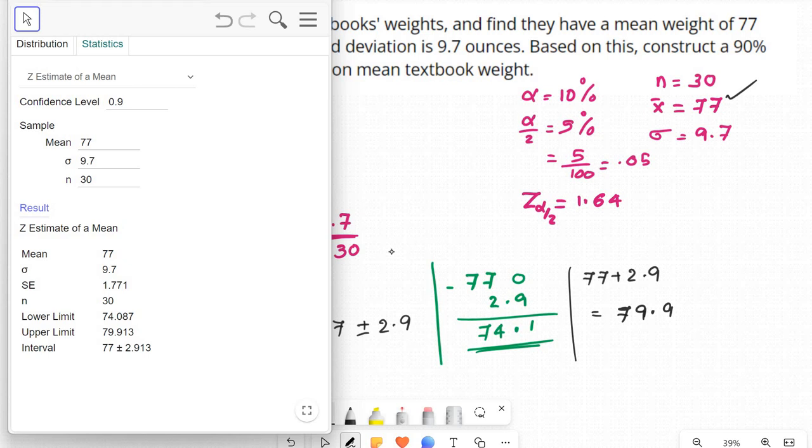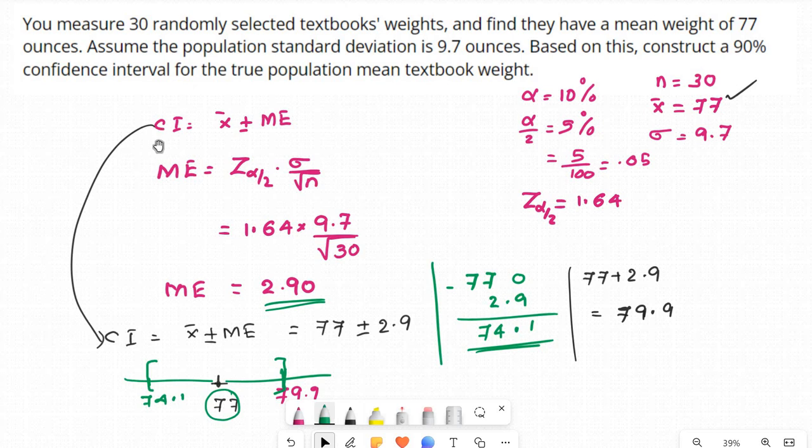So that is the confidence interval calculator with the help of GeoGebra. But if we use the formula, this is the standard formula for the confidence interval: X bar plus or minus the margin of error, and margin of error is given by Z alpha by 2 into sigma over root n, and we know how to find Z alpha by 2. So using GeoGebra, we can easily find the confidence interval and the margin of error. It is not much more complicated.